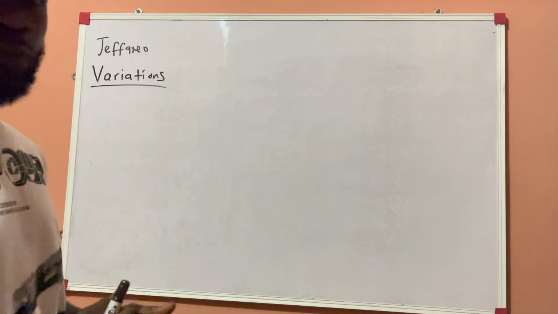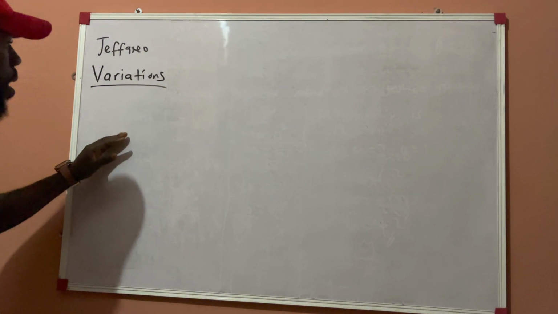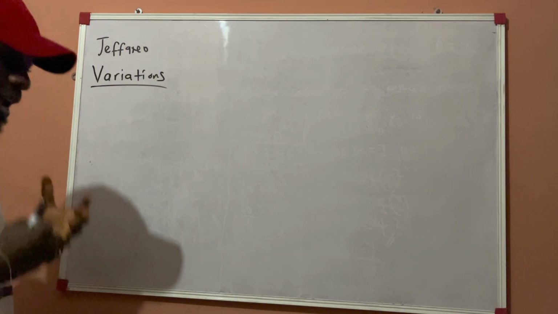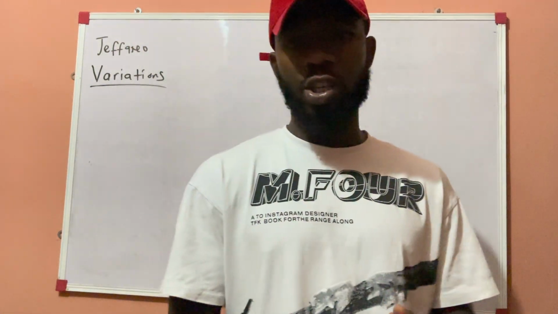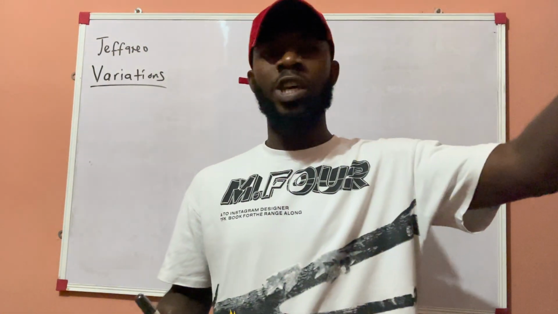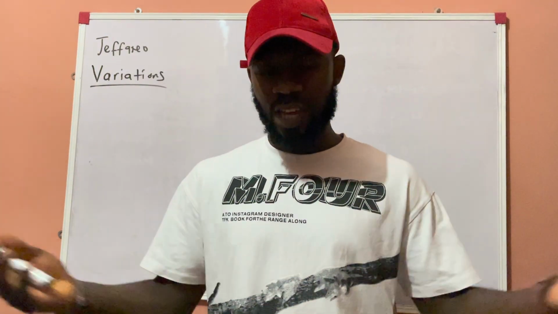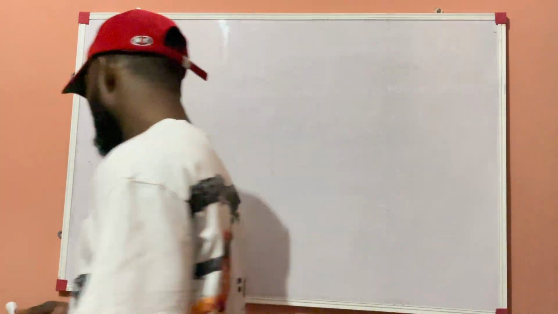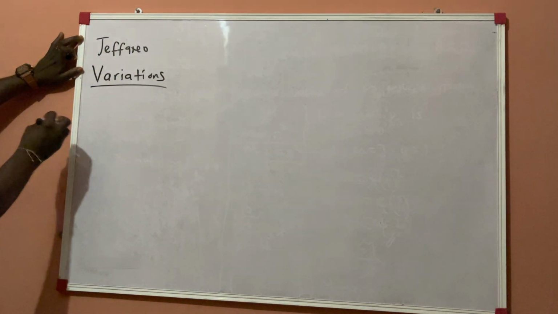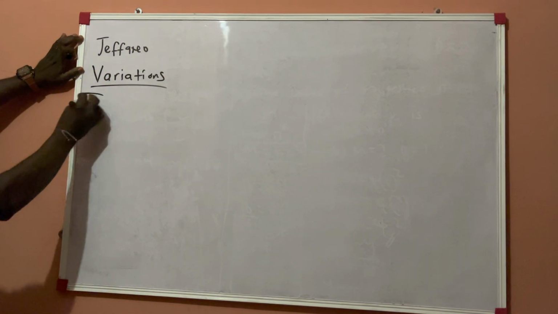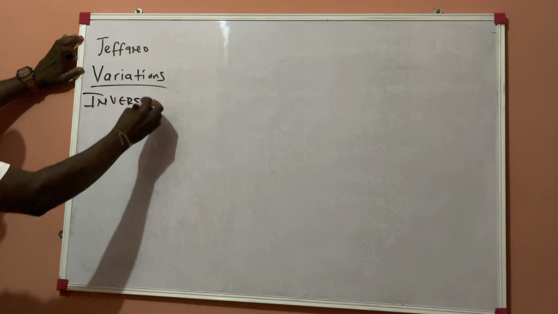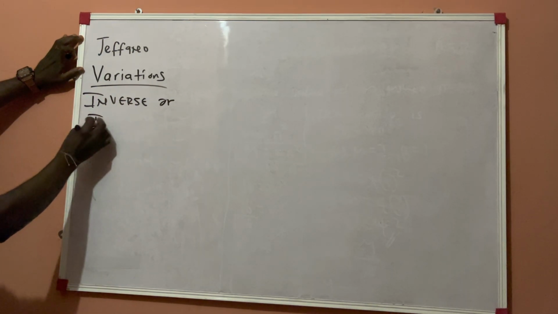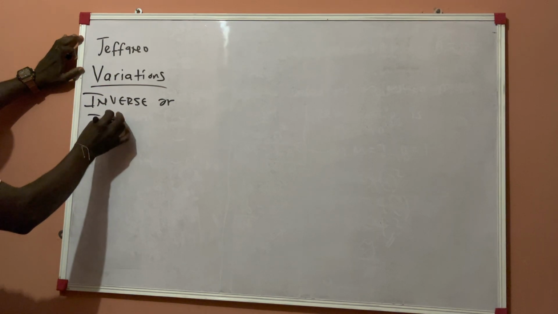And today we are still on the topic variation. Remember, in our last video we treated direct variation, and we said direct variation shows the relationship between two quantities, such that as one quantity increases, the other also increases, and vice versa. So today, we shall be looking at the other type of variation, which is called inverse variation, or indirect variation.